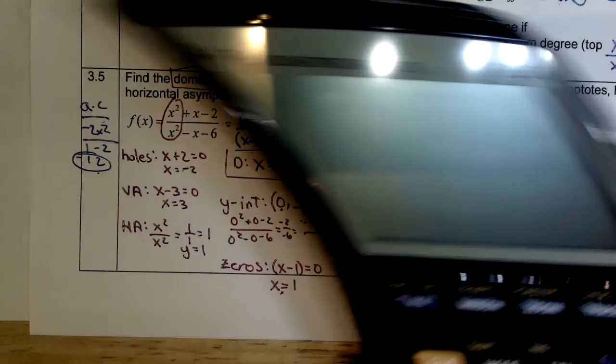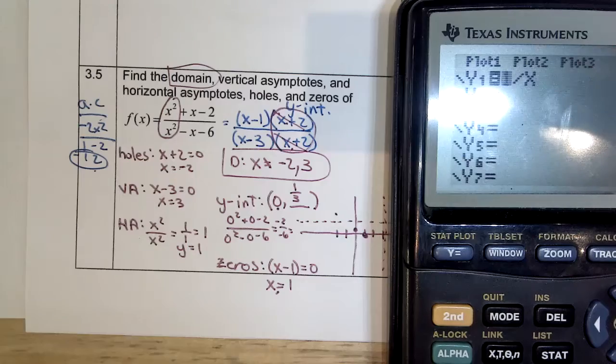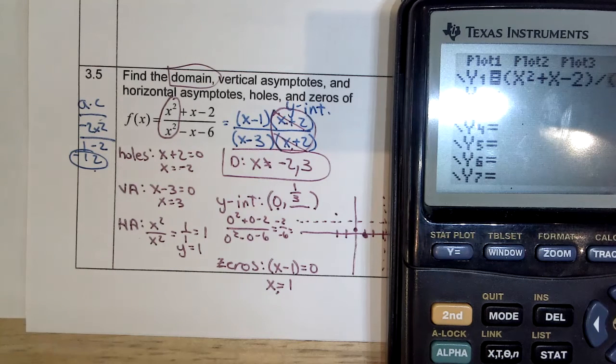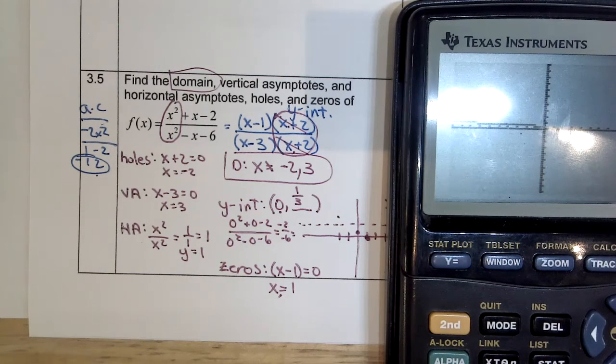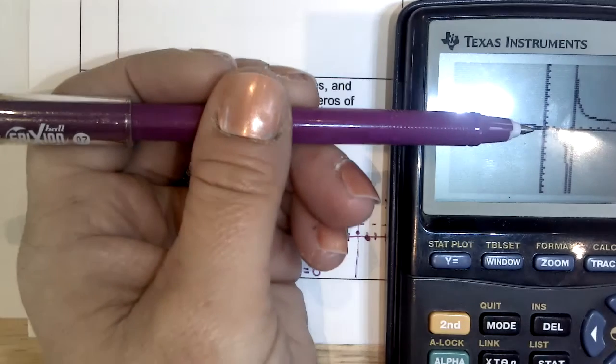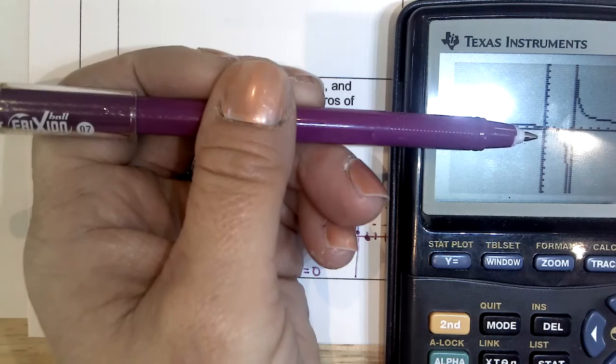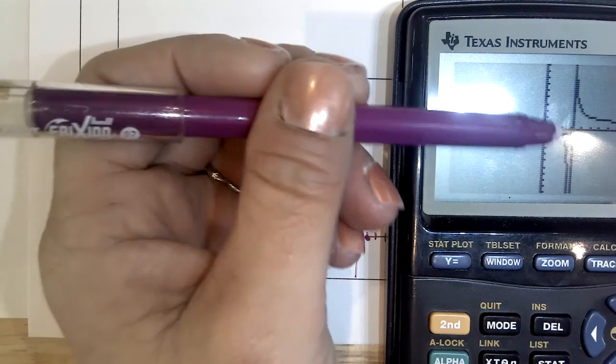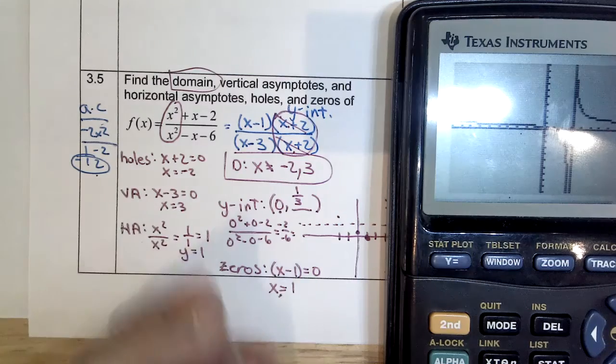Okay, so let's go ahead and graph this on our calculator and see what it looks like. So we're going to have x squared plus x minus 2 all divided by x squared minus x minus 6. All right, there you go. So you can see that nothing touches y equals 1. You can't see the hole here at -2, but there's a hole at -2. And then you see there's an asymptote at x equals 3.